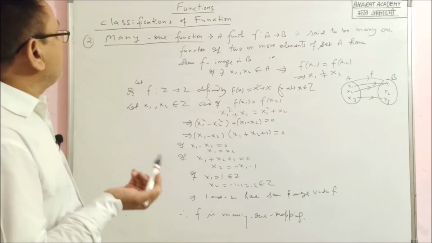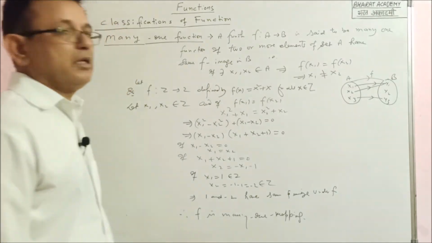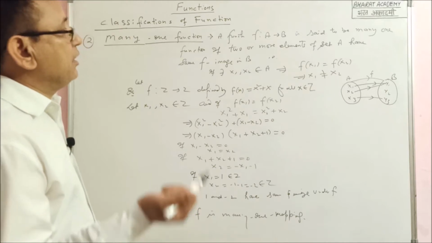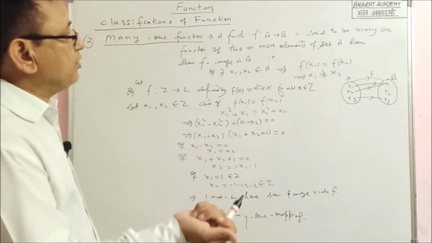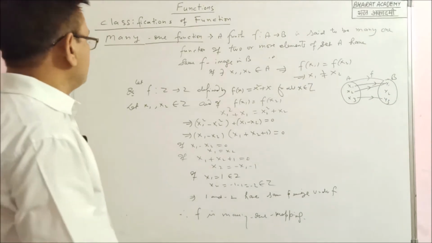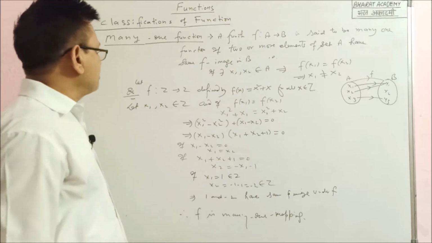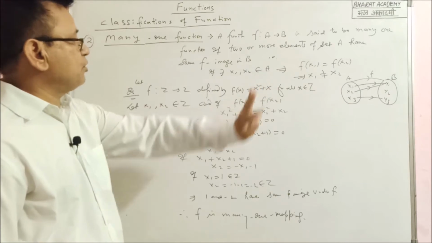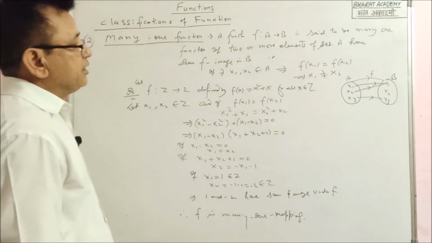Then it is called a many-one function. If there exist two elements x1, x2 belonging to A whose functional values are the same, f(x1) equal to f(x2), but x1 is not equal to x2, then that is going to be a many-one function. Let me explain it by this example. Let f be a function from Z to Z, where Z is the set of integers, defined by f(x) equal to x square plus x, for all integers x.